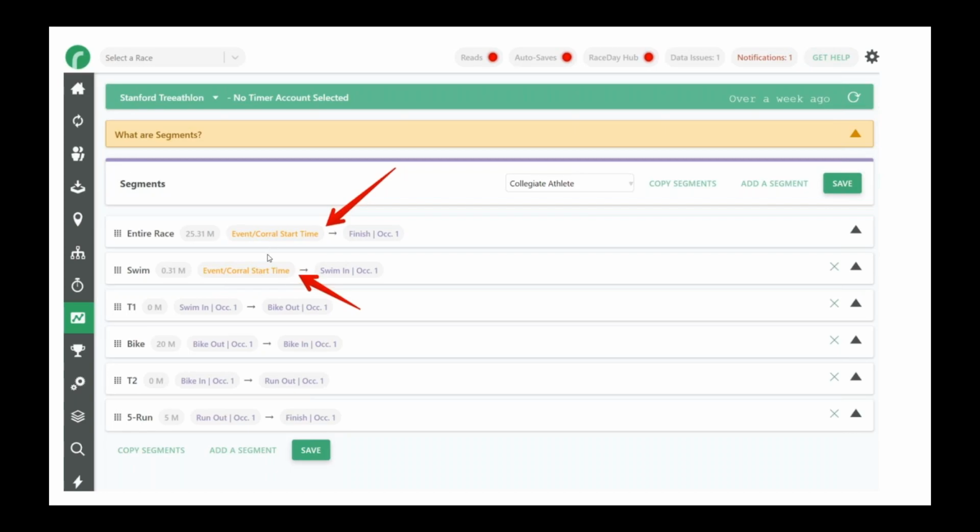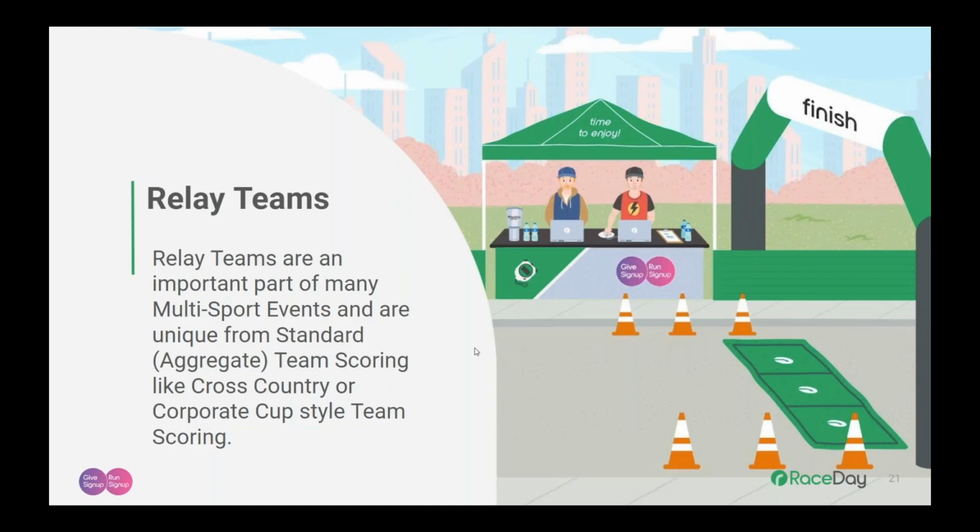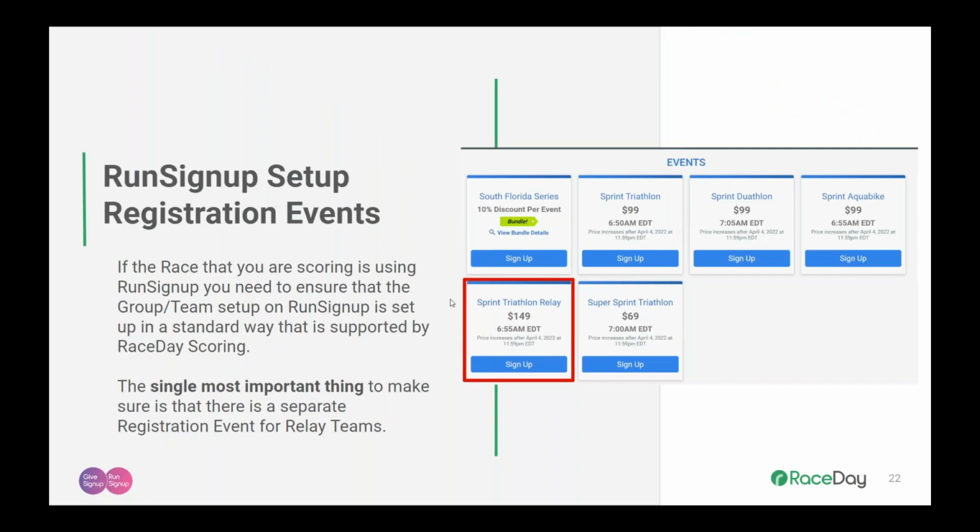And you'll be able to see in the segments what you're actually using for your first segment start time and your entire race start time. So relay teams are another thing that's a little bit different with triathlons. You do want to make sure relays are set up at RunSignup, and that it's not just an additional event and teams aren't set up, because that's going to make things a little bit more difficult.